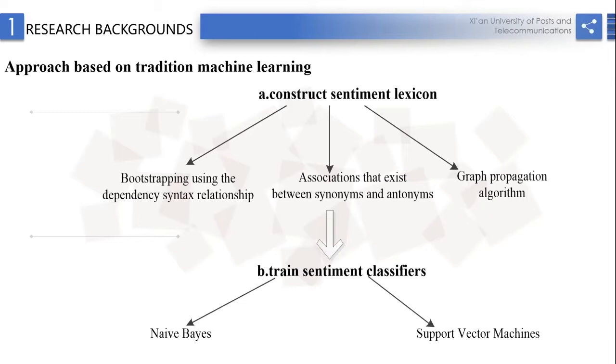The second uses the association between synonyms and antonyms in language dictionaries to identify sentiment words. The last one uses the co-occurrence statistics of words and phrases to construct a phrase similarity graph, and a graph propagation algorithm to construct the sentiment lexicon. The next stage is training a sentiment classifier, such as Naive Bayes and support vector machines.